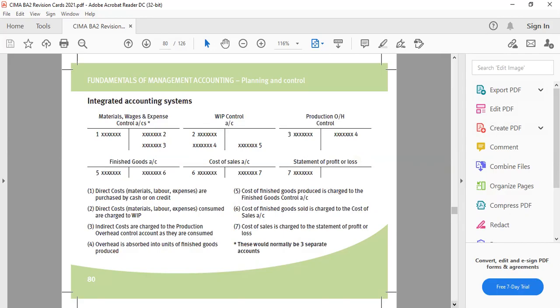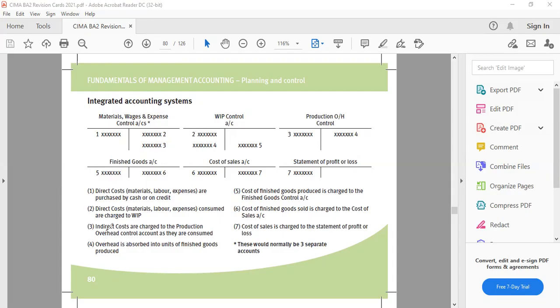See, integrated accounting system, wherein the control accounts are prepared. Here we see that for material, wages, and expenses, control account. The first here, in this case 1, 2, and 3 are accounted. What is 1? 1 is the direct cost of material, labor, and expenses are purchased by cash or credit. They are debited here. 2 talks about the direct cost consumed are charged to work in progress. So everything is accumulated in work in progress. Whatever is accounted here is taken to the work in process control account.